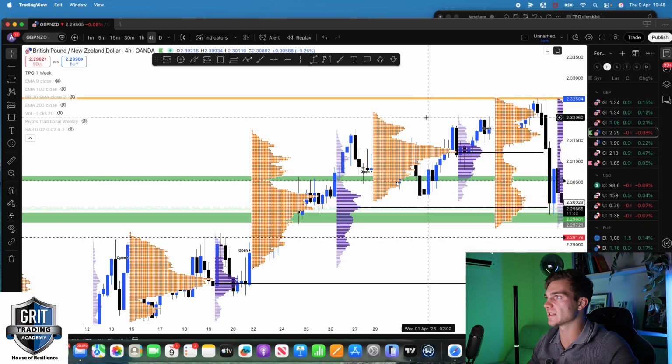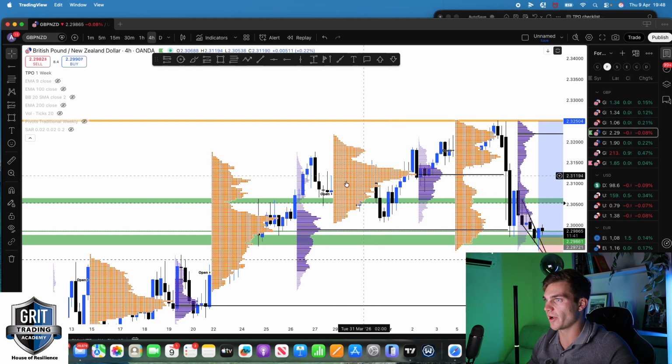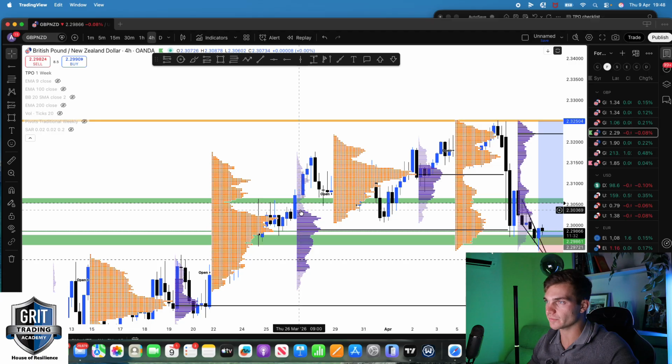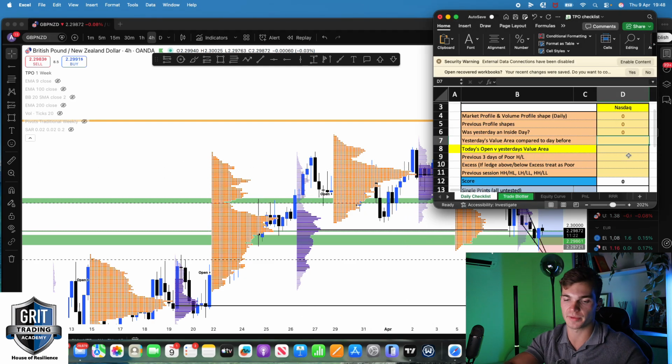Was yesterday an inside day? Was this profile contained inside of this profile? No, it wasn't, so that also goes down as a 0. Then we come on to the value area. This was the previous one, and then this was the one that we were analysing. Has it moved higher? Yes, the whole value area has moved above the previous. So that's a really bullish signal.